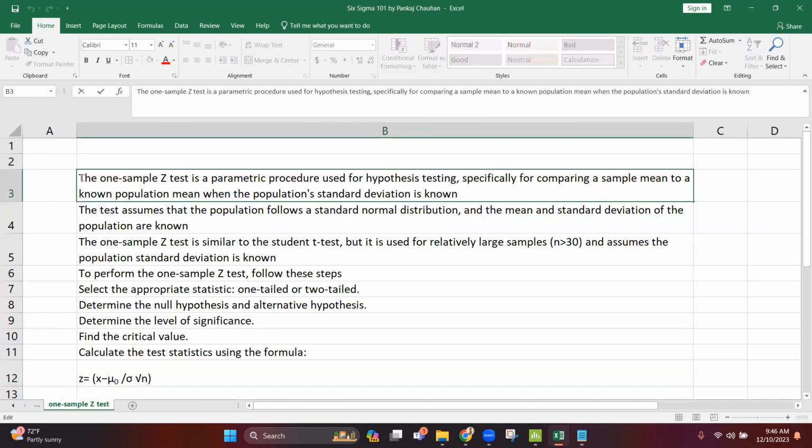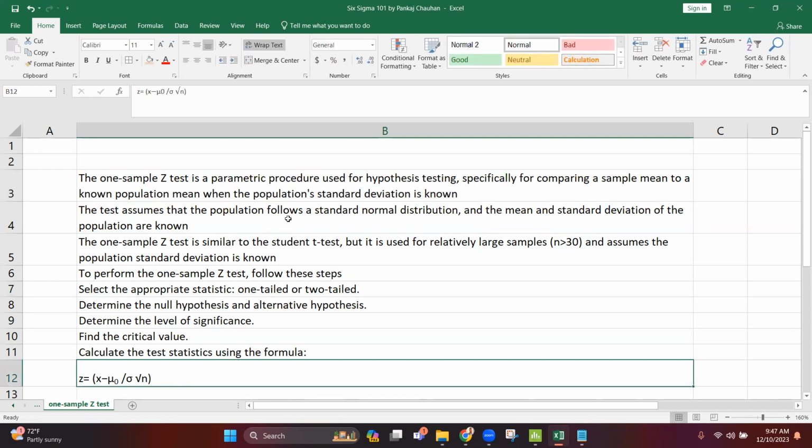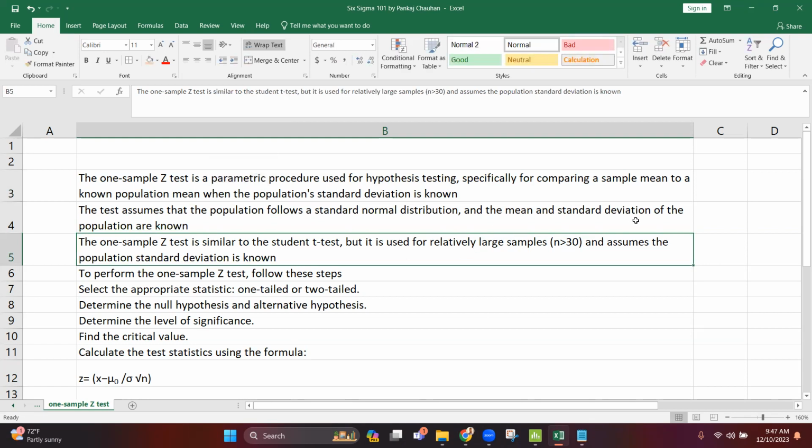Let's learn. The one sample Z test is a parametric procedure, which means it is for normal data, for hypothesis testing, especially for comparing a sample mean to a known population mean when the population standard deviation is known. Population standard deviation means you have a target variation as well. That variation should be this or less than this. You should not be crossing that. This test assumes that the population follows a standard normal distribution, and that's why for normal distribution we call it a parametric test. The mean and the standard deviation of the population are known.